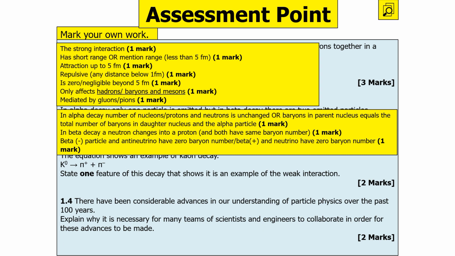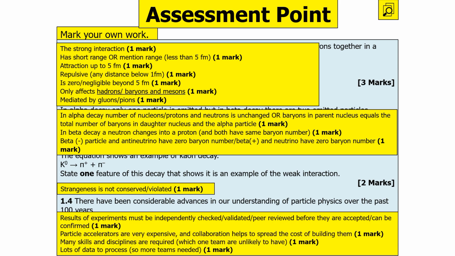We know that this decay is an example of the weak interaction because strangeness is not conserved. Strangeness is only conserved in strong interactions, not weak interactions. And finally, we've got to understand for particle physics that the results of experiments have to be independently checked or peer reviewed before they're accepted. Particle accelerators are very expensive, and collaboration helps spread the cost of building them. And then we've got lots of data to process, and we need many skills and disciplines to do this.